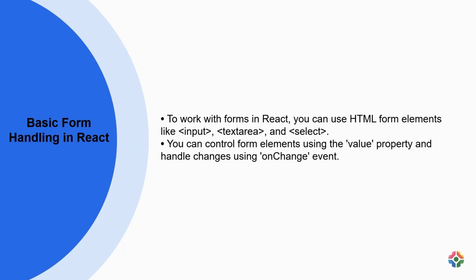For instance, if you have a form that collects user information such as name and email address, you can use input elements for each field and update the values using the value property. By setting up an onChange event handler, you can ensure that any changes made by the user are captured and reflected in the React application in real time. This approach provides a way to create interactive and dynamic forms within React, enhancing the overall user experience and ensuring that data input by users is effectively managed and processed.